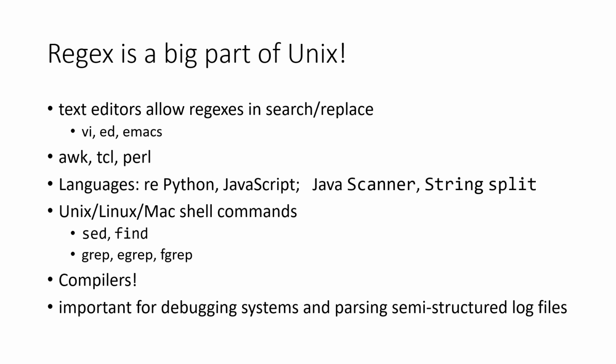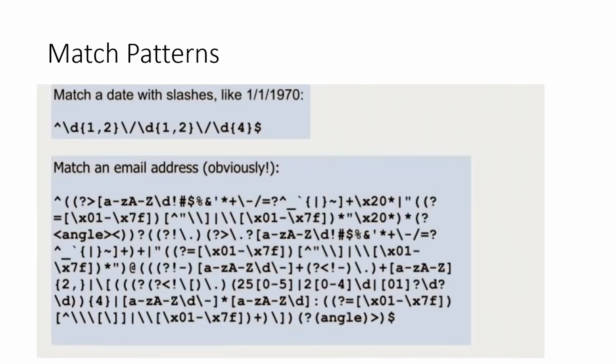Now, all of these little regexes have different kinds of flavors, and you can do different things, and there's different syntax. So for today, what I want to talk about is regex as it looks in egrep. So the main idea with regex is to match patterns. I have two examples here. If you wanted to match a date with slashes, like 1/1/1970, you could do it like this with carets and backslashes and curly braces. We'll talk about that syntax in a moment.